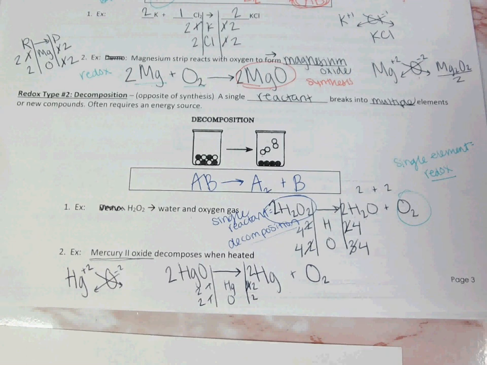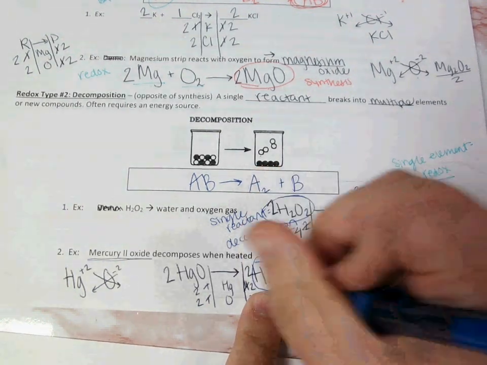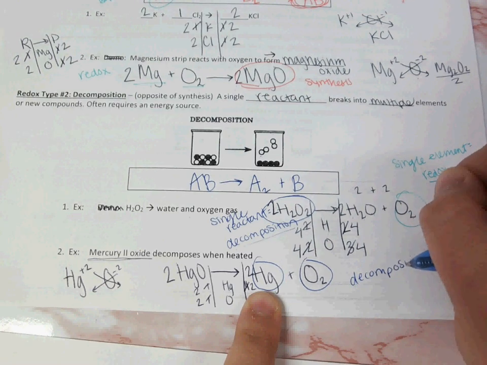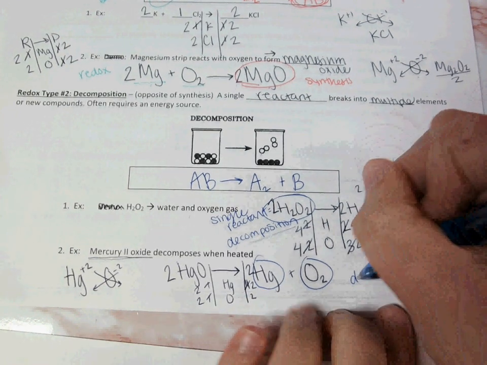Last thing we're going to do is classify this based on what we have. So if I have a single element anywhere in this, this is a single element, this is a single element, this is a decomposition reaction. Oops, sorry. I did that wrong.